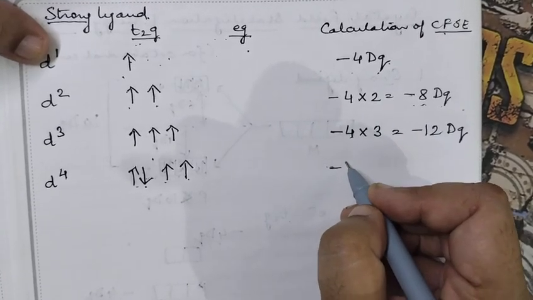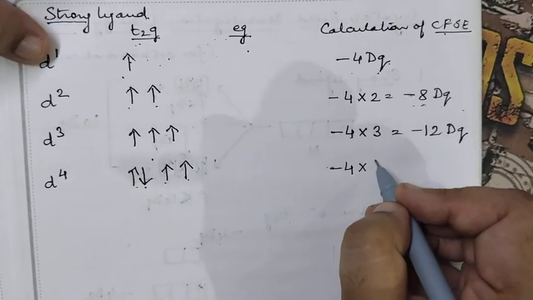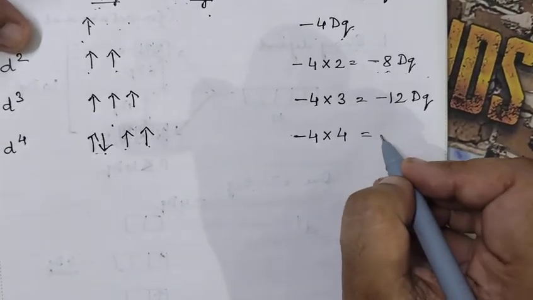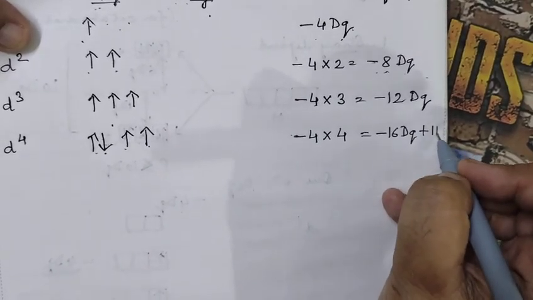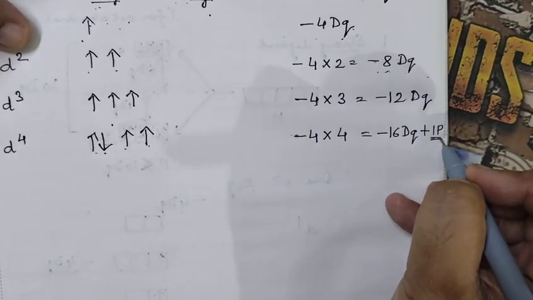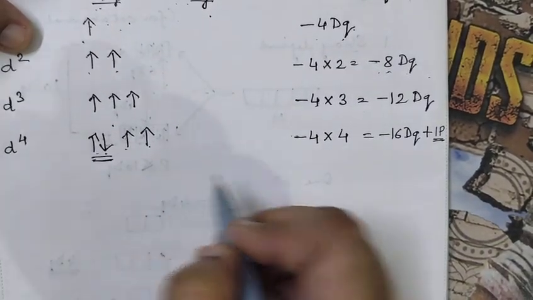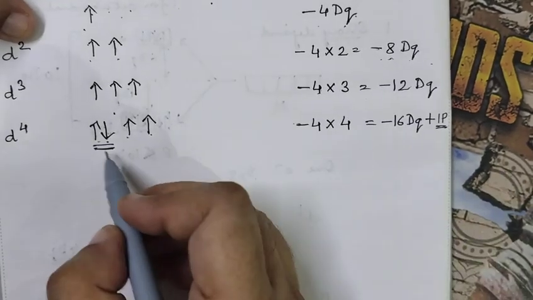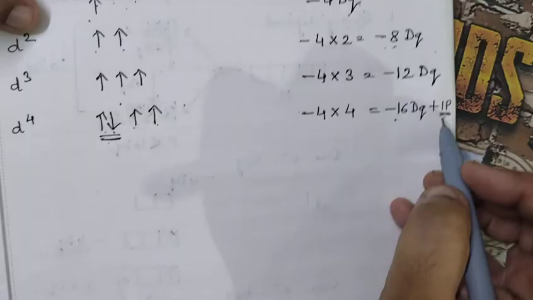Therefore, the energy will be minus 4 for one electron, and there are 4 electrons in T2G. So minus 4 into 4 is minus 16 dq plus 1p. What is this 1p for? Because we have one pair. If you have two pairs, then 2p will be added, 3p if there are 3 pairs. So one pair is there, so in minus 16 dq, 1p will be added.